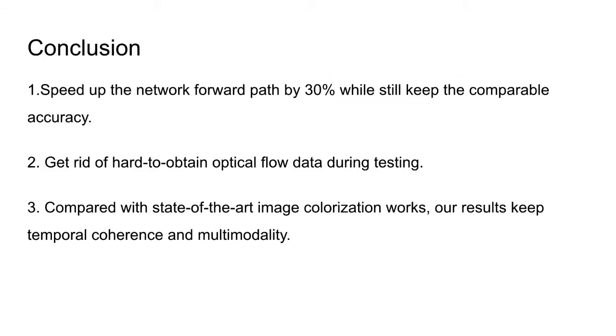In this project, we propose a CNN model to do video colorization. Through modification of our baseline model, we speed up the network forward time by 30% while still keeping comparable accuracy. Also, our model gets rid of hard-to-obtain optical flow during testing. Compared with state-of-the-art image colorization works, our results keep temporal coherence and multimodality.